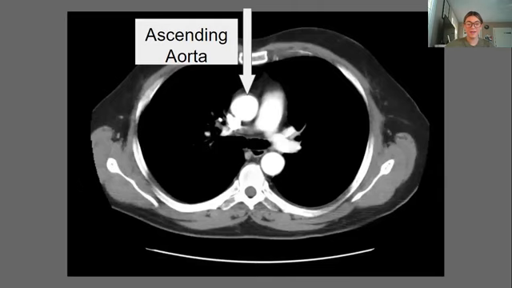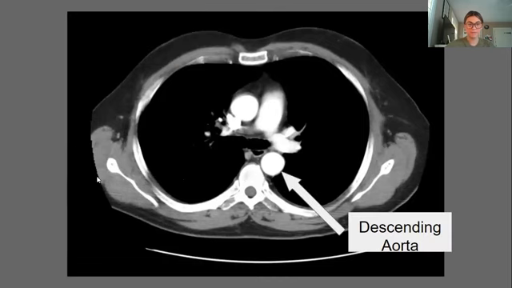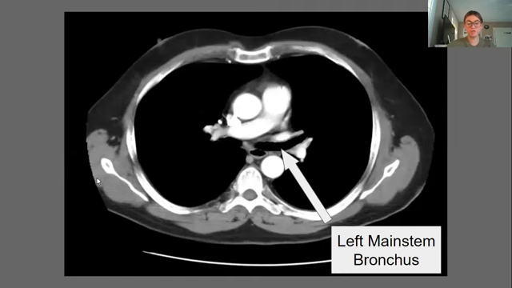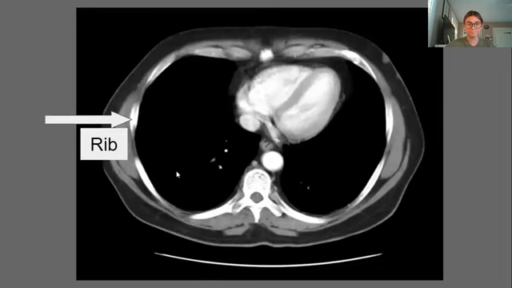Okay, and then this is the ascending aorta. And posterior to this down here is the descending aorta. And in between these two structures is the left mainstem bronchus. There's also a right mainstem bronchus over here, not as clearly visible in this image. Great, and then regarding bones in this view, the ribs surround the lungs. So you'll see that each of these structures, here's the one pointed out, are ribs.